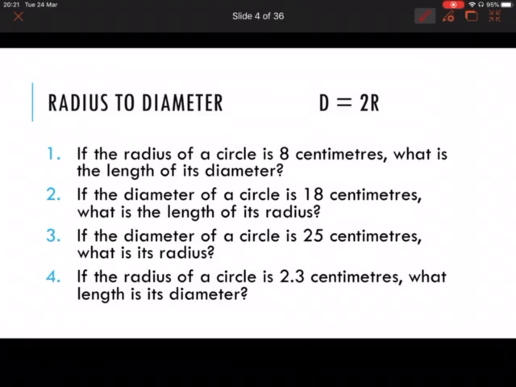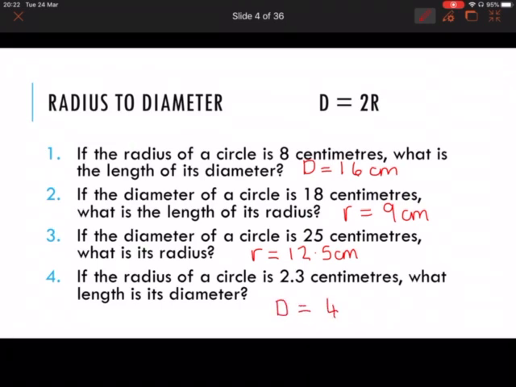Okay, so in question 1, it says if the radius of a circle is 8 centimetres, what is the length of its diameter? So if the radius is 8, the diameter is twice the length of the radius. It's going to be 16 centimetres. Question 2, if the diameter of a circle is 18 centimetres, what length is its radius? So the radius is half of the diameter, half of 18 is 9 centimetres. If the diameter of a circle is 25 centimetres, what is its radius? Again, the radius is half, it's going to be 12.5 centimetres. And question 4, if the radius of a circle is 2.3, what is the length of the diameter? The diameter is double the radius, so it is 4.6 centimetres.